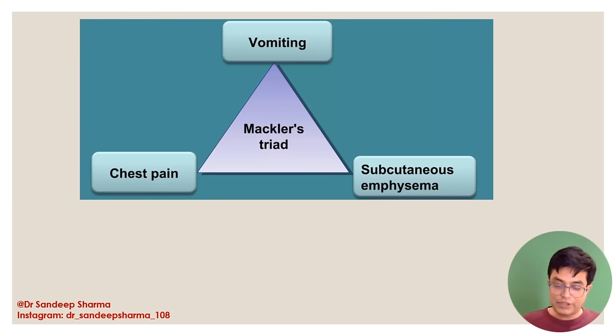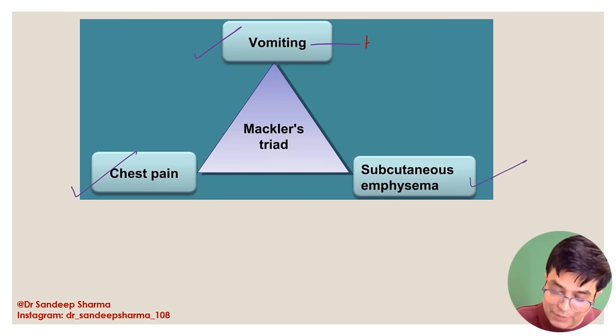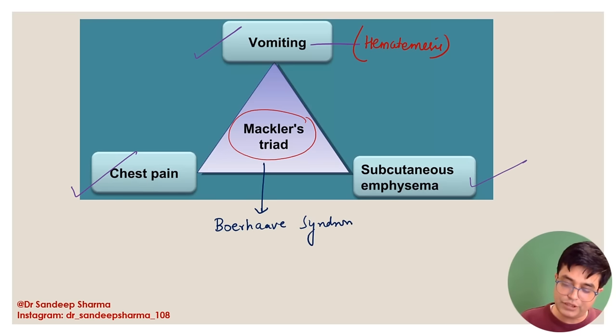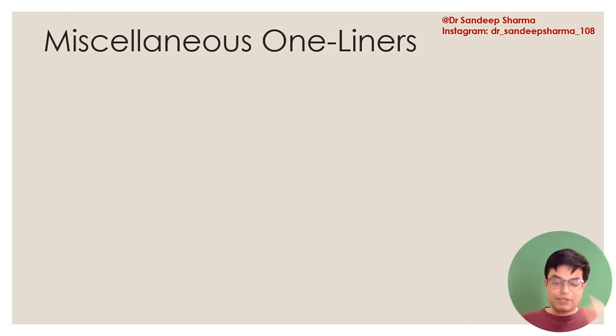Related to this, you can get this triad in the exam. They will say there is a patient having vomiting, chest pain, and subcutaneous emphysema. Patient presenting to you this, and this vomiting is usually in the form of hematemesis. So bloody vomiting in the patient, along with chest pain and subcutaneous emphysema, this is called as Mackler's triad. Mackler's triad has been described in which condition? Boerhaave syndrome. Moving further, some miscellaneous one-liners.